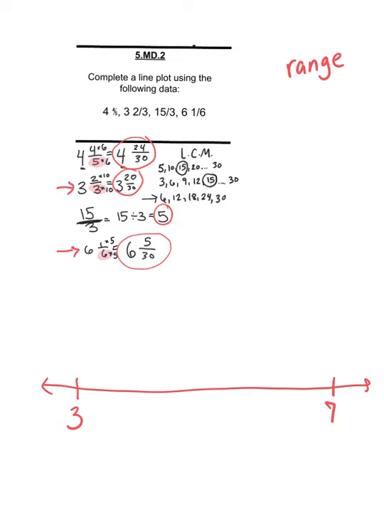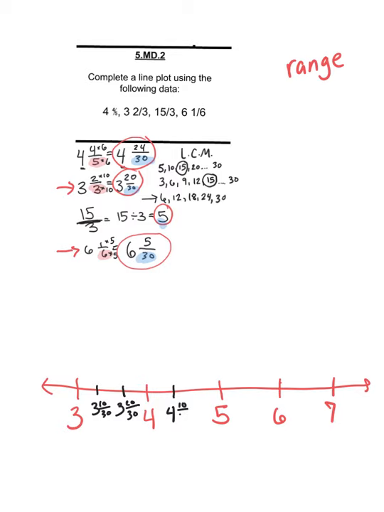Okay, so in between 3 and 7, I'm going to mark 4, 5, and 6, and then, since my denominator is 30, I'm just going to divide. I'm not going to try to draw 30 lines in between each whole number. That's crazy. Instead, I'm going to do 3 and 10 out of 30, 3 and 20 out of 30, 4.